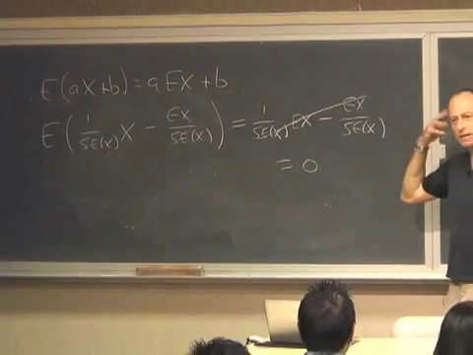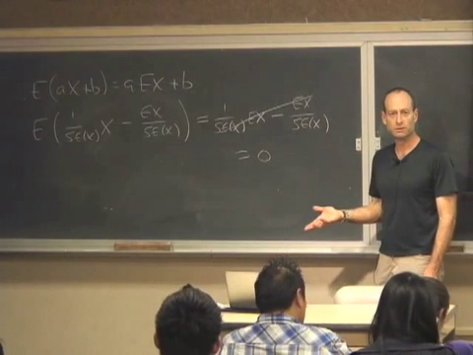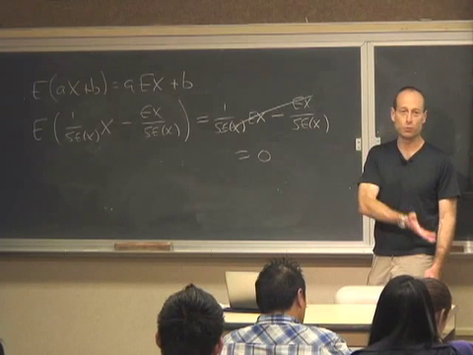Remember, if you take a list and you convert the list to standard units, the mean of the new list is 0. If you take a random variable and you convert the random variable to standard units, the expected value of the new random variable is 0.